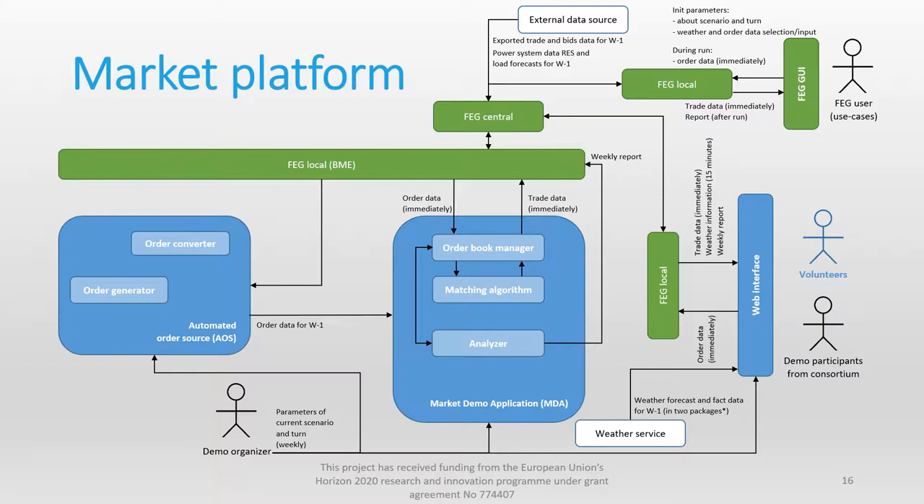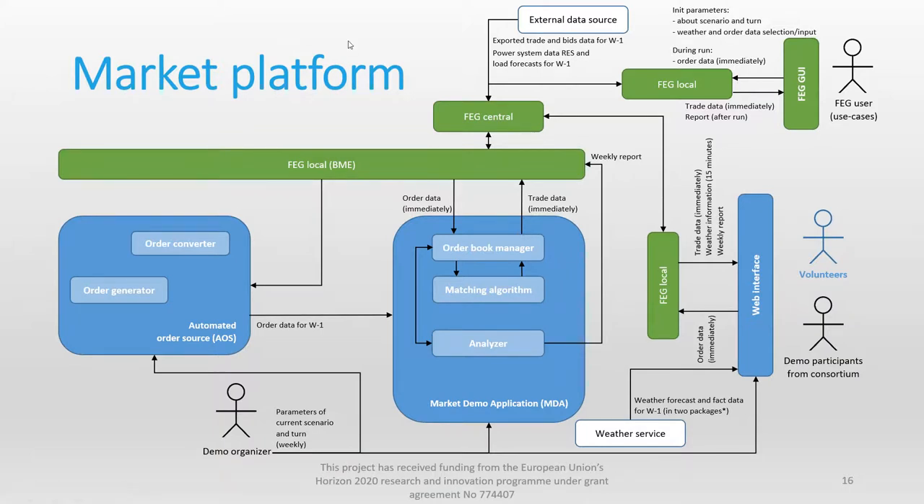The central piece of the picture shows you what we call the market demo application. This functionality includes the order book manager and the matching algorithm, which are again continuously exchanging data in between them so that we can provide this continuous matching functionality. And also the results of the trading are going to be analyzed, and this analysis is going to be published for all the participants so they can see the effect of various orders and various products that are already available on the platform. They can see, for example, how the number of participants has affected the trading, etc.